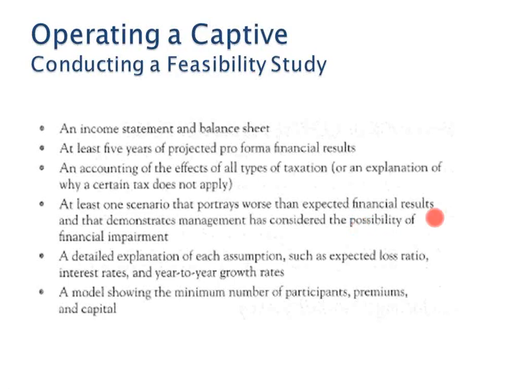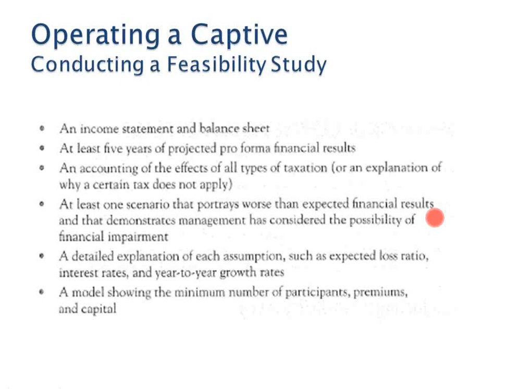So now we really move on to operating the captive. When we talk about operating, the main consideration is first you need to conduct a feasibility study. So what do you include in that feasibility study, or what are they looking at to do this? Typically an actuarial firm, in some cases brokers would be involved, but typically the actuaries will be looking at this. So it'll include an income statement and balance sheet, to understand what the financial condition of the organization is, and 5 years of projected pro forma financial results.